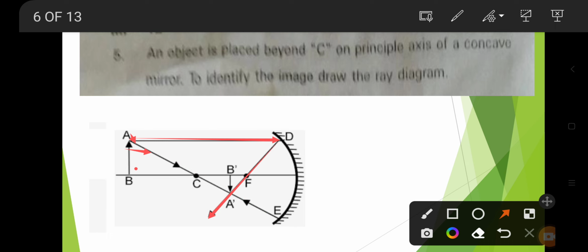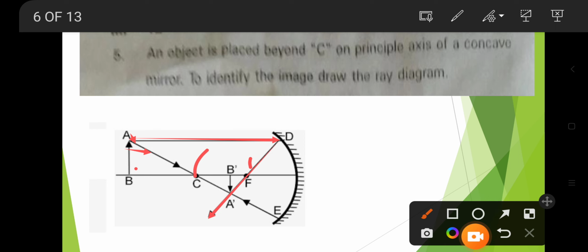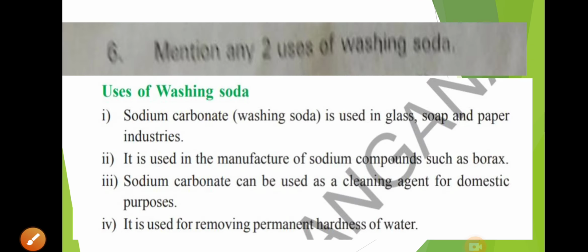So both will meet at a point A. So here the image will form. This is an inverted and small image compared to the object. It forms between C and F. Okay, that is about the image formation by a concave mirror.